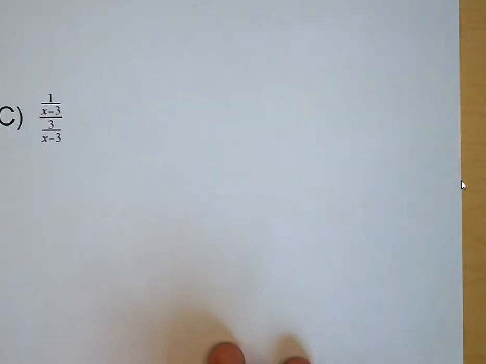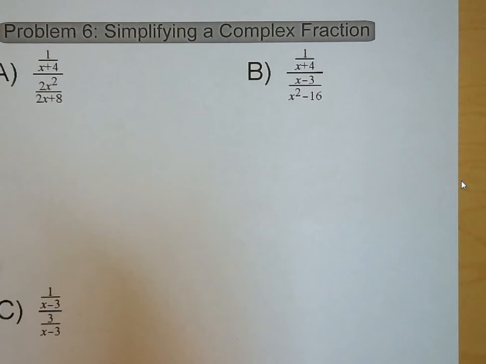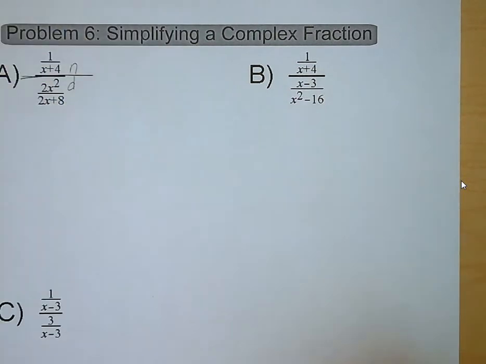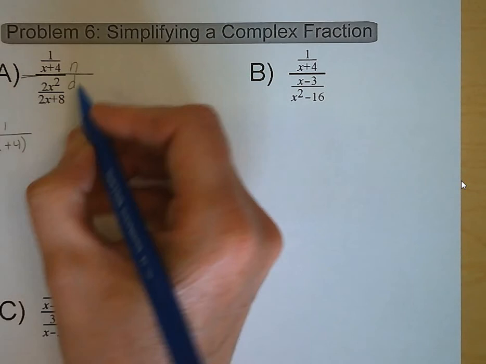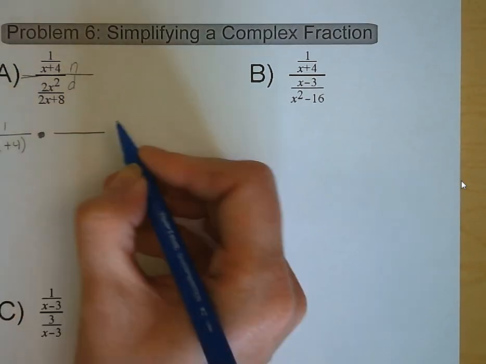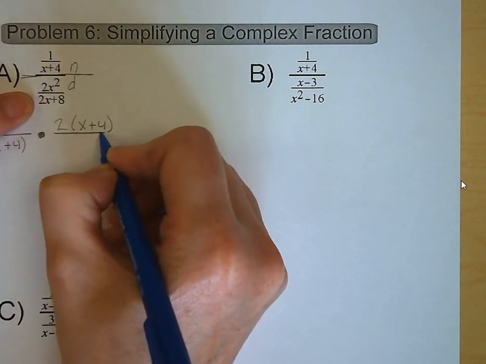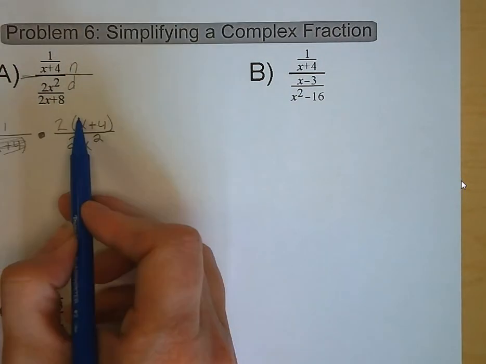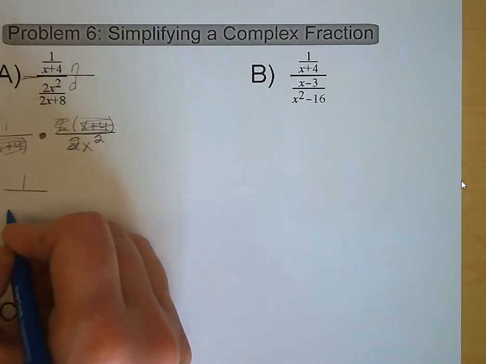Okay. Last part. Let's have some fun. Problem 6. Simplifying a complex fraction. A complex fraction is simply something that has a fraction in the numerator and a fraction in the denominator. And it is the same process that we just dealt with. So we can rewrite that as 1 over x plus 4. Change the operation to multiplication. We can factor 2x plus 8. We can bring a 2 out of it. So we're going to have 2 times the quantity x plus 4. And it's all over 2x squared. Our x plus 4's cancel out. And our 2's cancel out. And we are left with 1 over x squared.